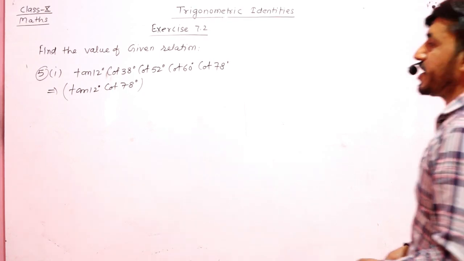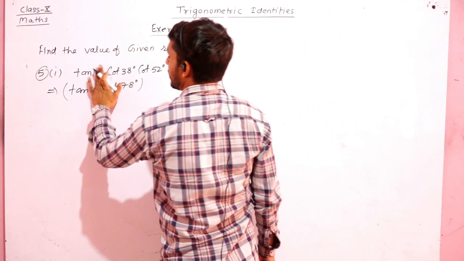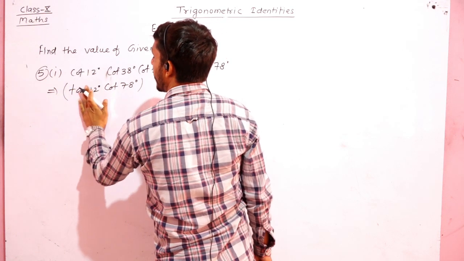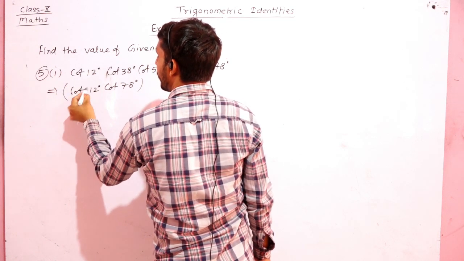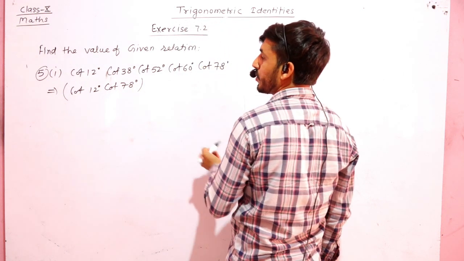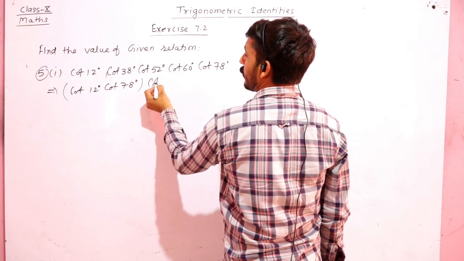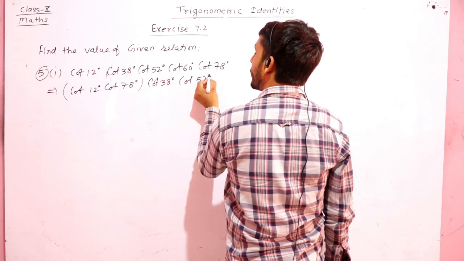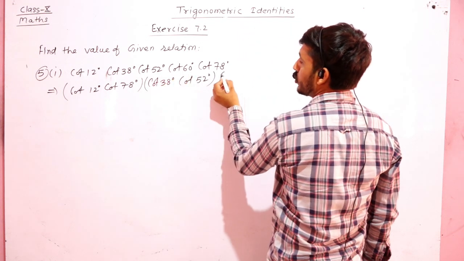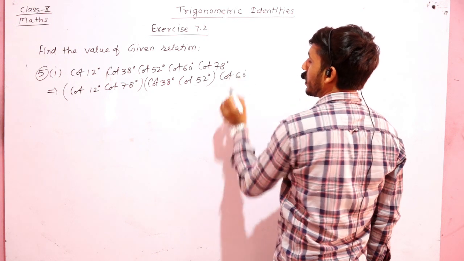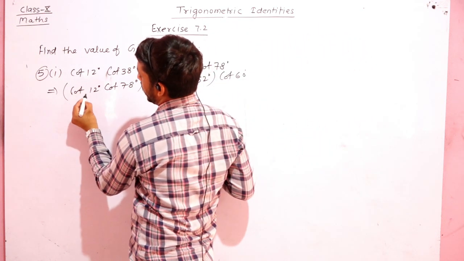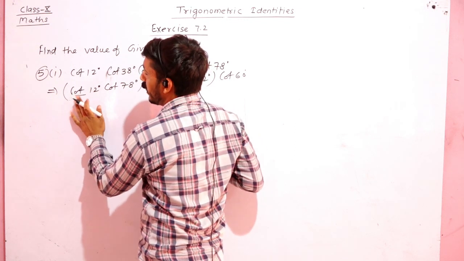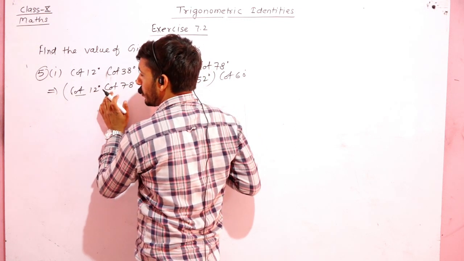In this question there is some misprint, as it is given as cot 12 degree. So we are taking here cot 12 degree and cot 78 degree together. The next part is we have to take cot 38 degree into cot 52 degree together, and the next part is cot 60 degree alone. Okay, now see, we have to change this one into this, otherwise this part into this. So we are taking this part to change.